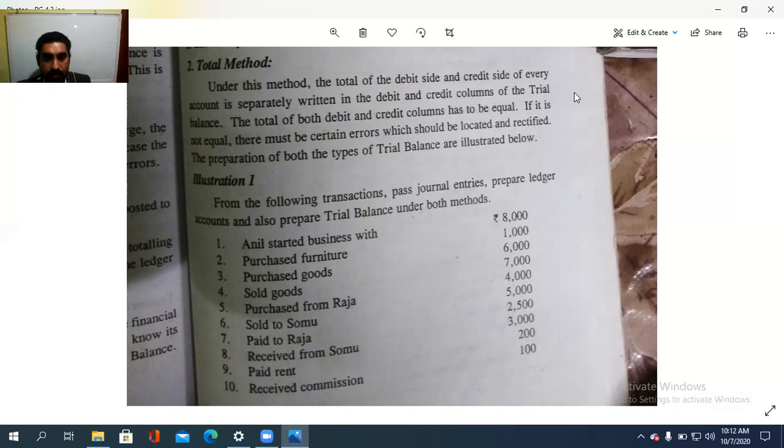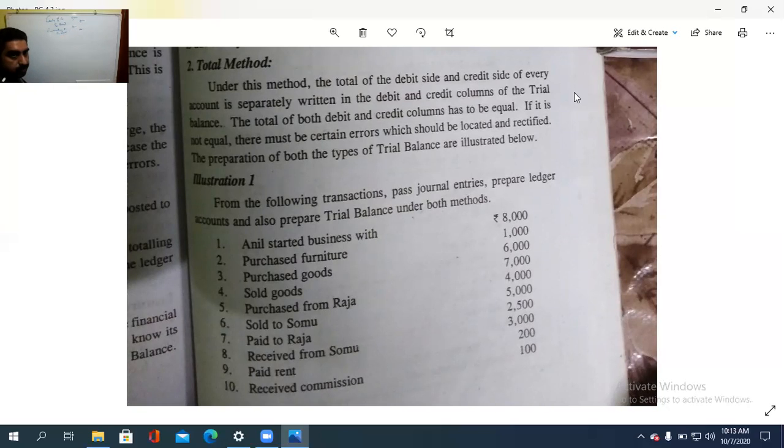So, first case, we are doing one problem. From the following transactions, pass journal entries, prepare ledger accounts and also prepare trial balance. Firstly, we check the ledger account, journal entry. Anil started business with 8,000. What is the entry? Cash account debtor to Anil. How much amount? 8,000. Then purchased furniture. So furniture account debtor to cash, 1,000.